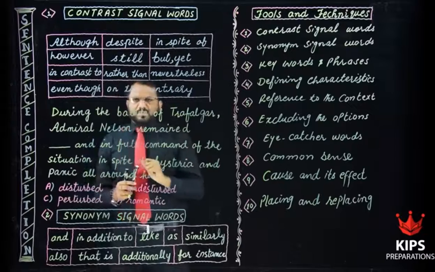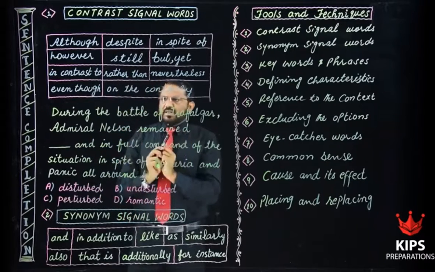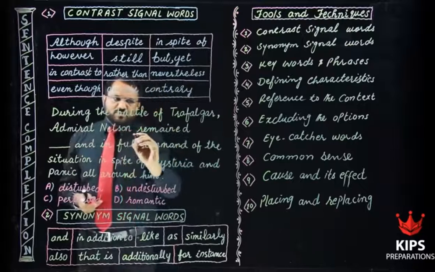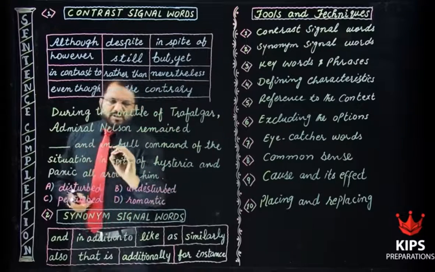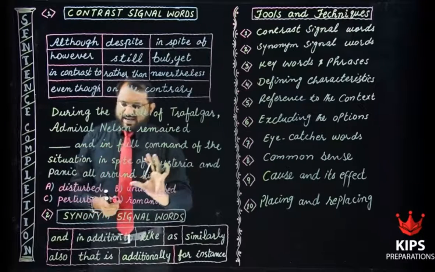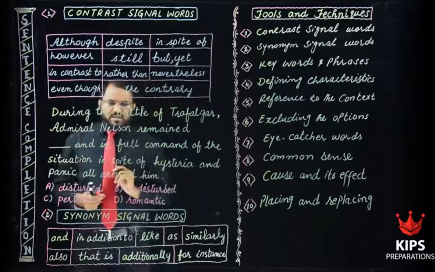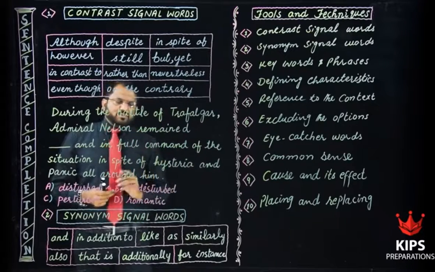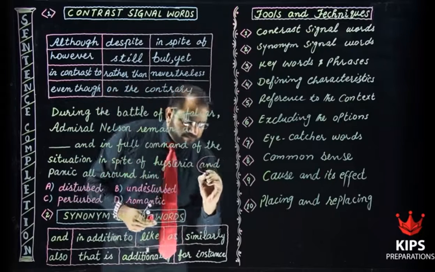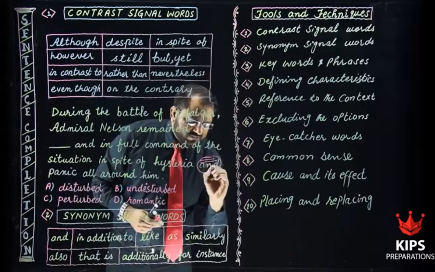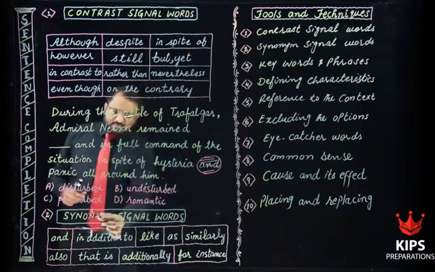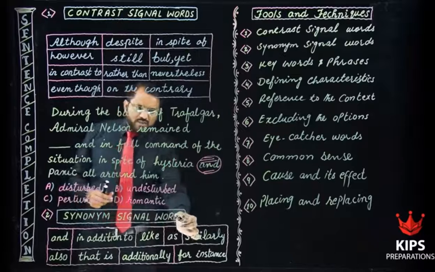For example, I give you an example. During the Battle of Trafalgar, Admiral Nelson remained blank and in full command of situation in spite of hysteria and panic all around. Hysteria and panic all around. You can get to know this, and the word before and after "and" are of same meanings. That is why I call them synonym signal words.